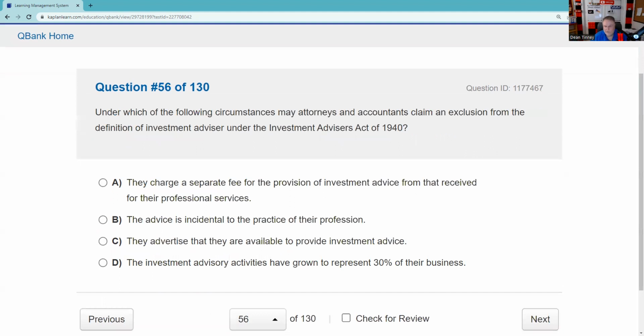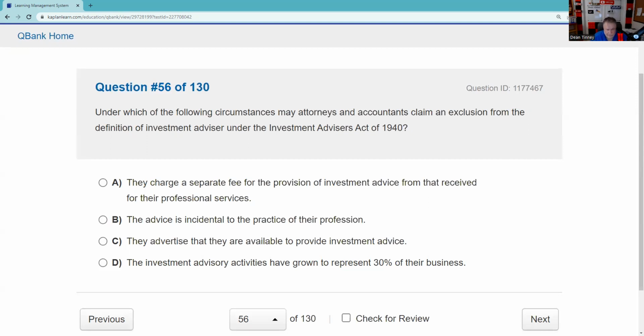Under which of the following circumstances may attorneys and accountants claim an exclusion? So remember, you should definitely know this. Lawyers, accountants, teachers, and engineers have a carve out or an exclusion from having to register as investment advisors. The key word we're looking for in this circumstance is very much a test term: incidental. There are key pivot words on the exam, and one of them is incidental.